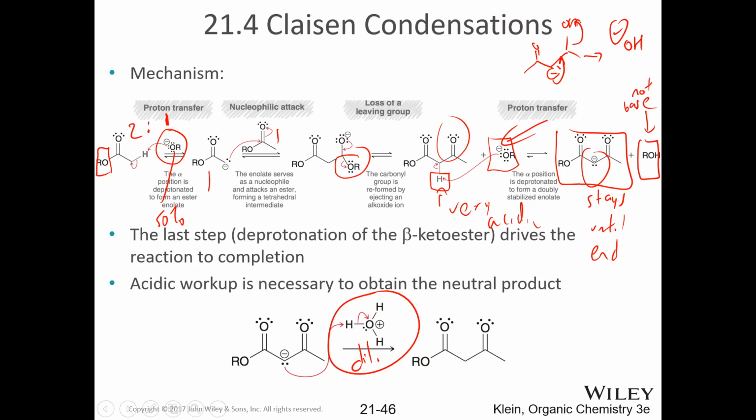So this is part of the last step. It's not part of the mechanism. It's part of the workup. So this is after the reaction mechanism is over because I didn't get a neutral product. I got an anion as my product. So to get to a final neutral product, I need to add something more acidic than an alcohol.